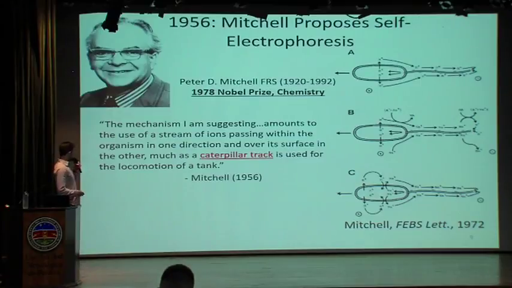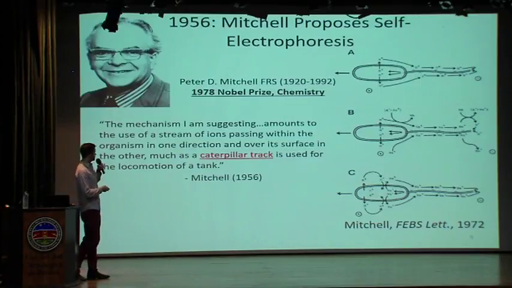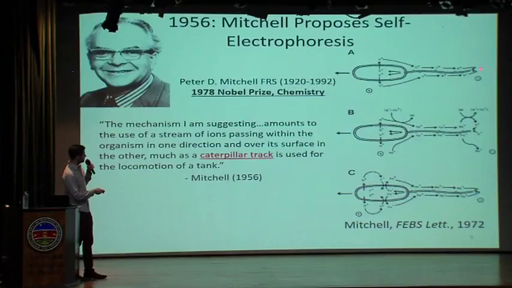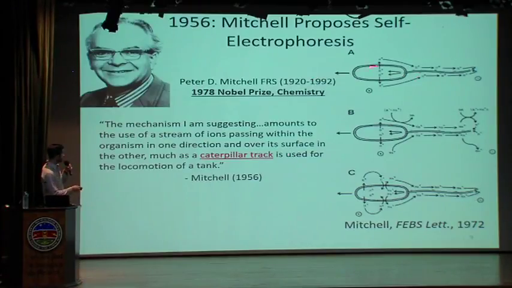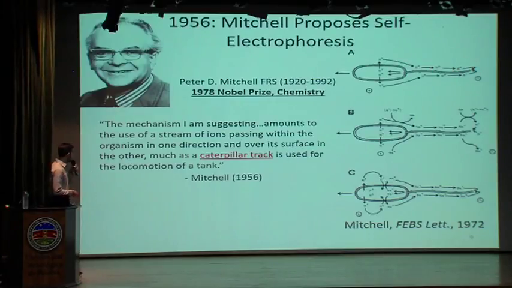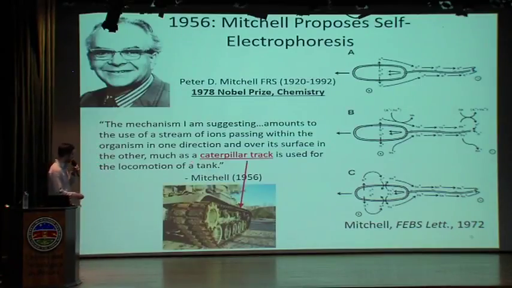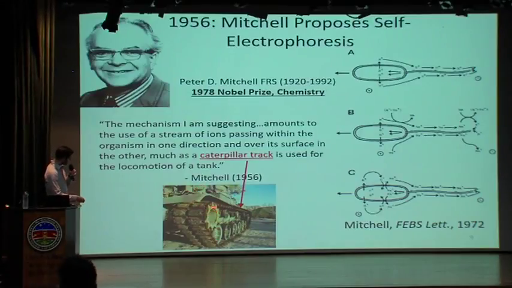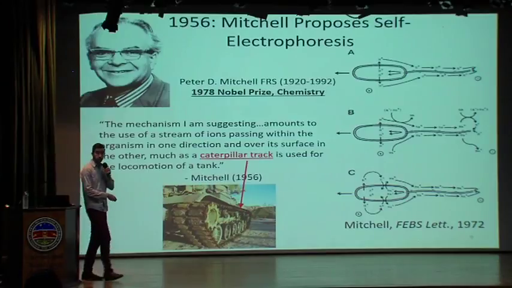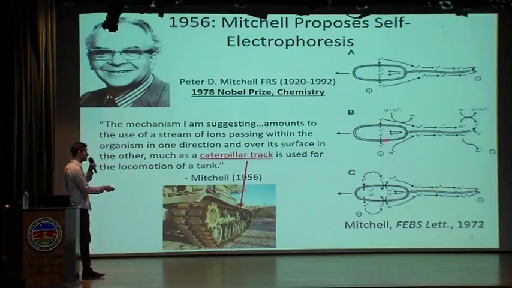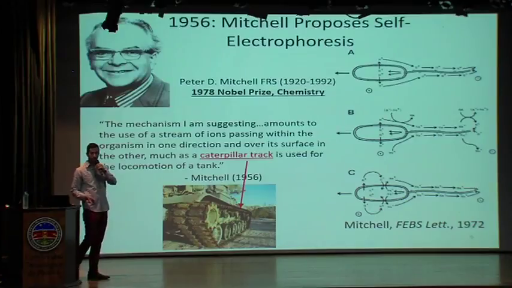And so he said the mechanism I'm suggesting amounts to the use of a stream of ions passing within the organism in one direction. Okay, so imagine that you have ions conducting through the tail here, and over its surface in the other. Okay, so then outside of the organism there are some ions going backward. Much as a caterpillar track is used for the locomotion of a tank. So by caterpillar track we mean one of these things, right? So if this tank wants to move forward, the track has to move backward. So he was essentially proposing that a similar sort of phenomenon could be happening with these bacteria.